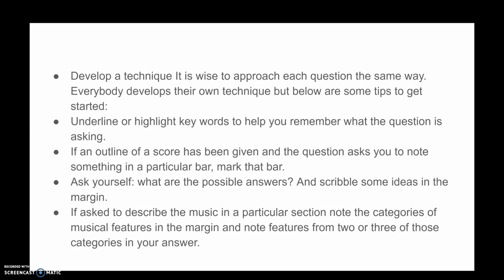Ask yourself what the possible answers are and scribble some ideas in the margin. Now that's if you've got time. There's a lot of things about the listening paper whereby you want to look ahead and take notes as you go along. For example, if it asks you what woodwind instrument is playing at bar 1, scribble down just the initials: flute, oboe, clarinet, bassoon. So you can go F, O, C, B, just to jog your memory so you don't accidentally put down trumpet if it asks you the name of a woodwind instrument.